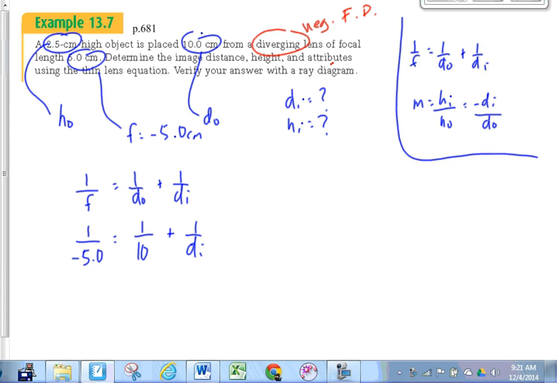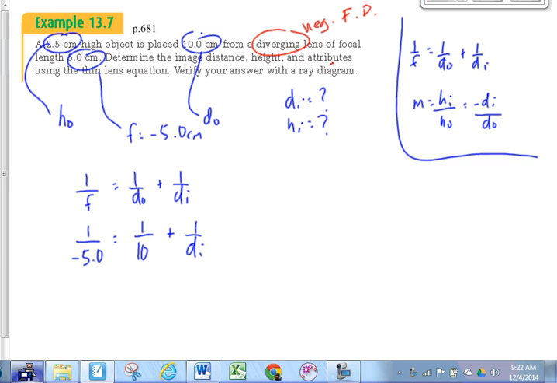All right, you people that are good at fractions might say the common denominator here is 10. So we get -2 over 10 equals 1 over 10 plus 1 over di. 1 over 10 comes over by subtracting. It becomes -3 over 10, or di would be equal to -3.33. Those of you who don't understand what I just said, or just don't like adding and subtracting fractions, try this.